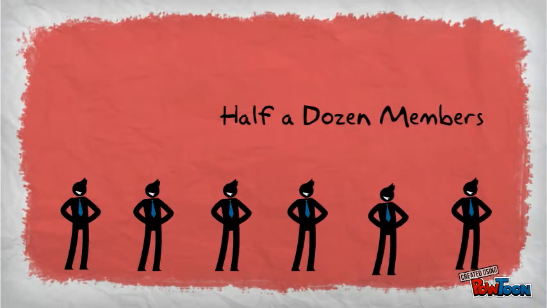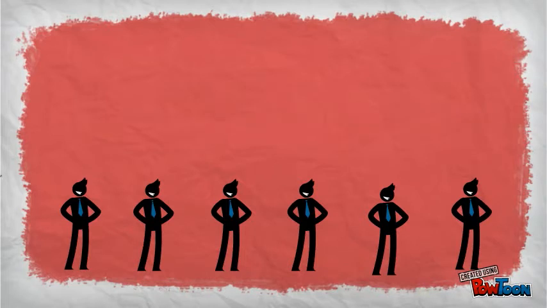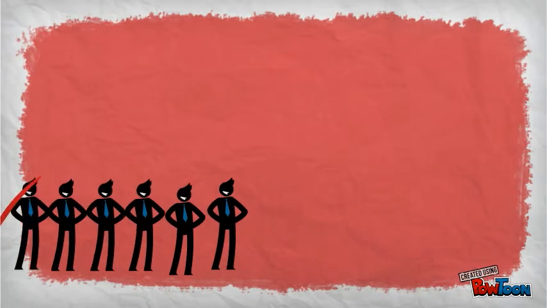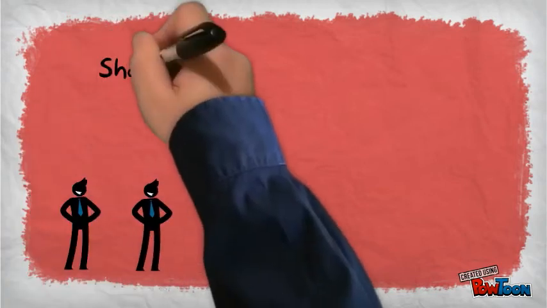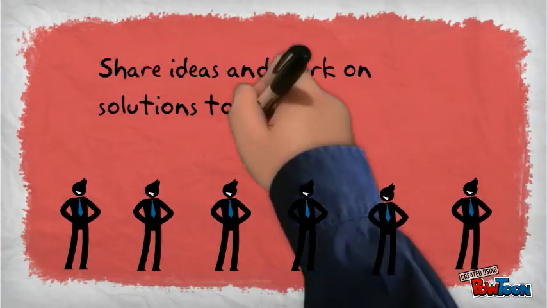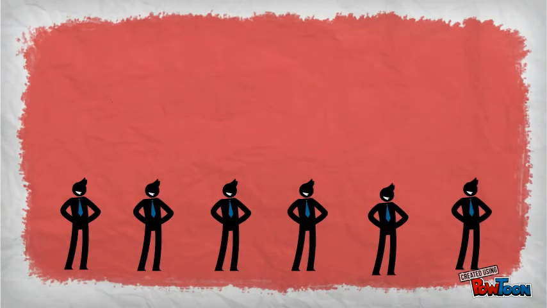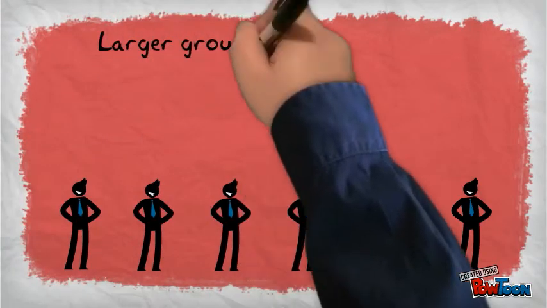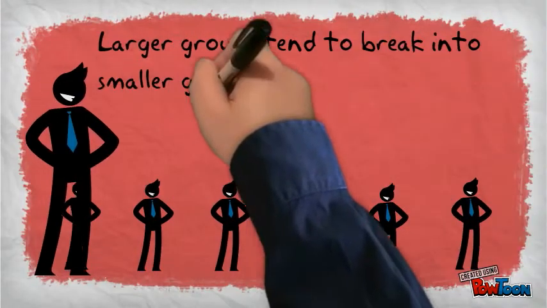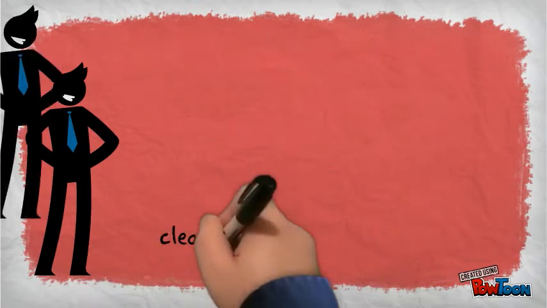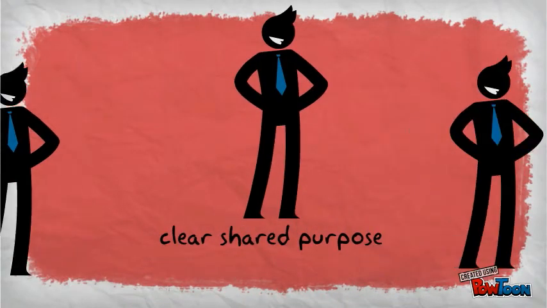It is preferable for one team member to be a knowledgeable and experienced user or participant. Small teams are better able to share ideas and work on solutions together. Larger teams tend to break into smaller groups. For Agile methods to be successful, everyone must be an equal member with a clear shared purpose.